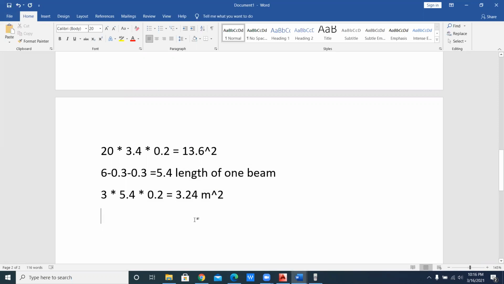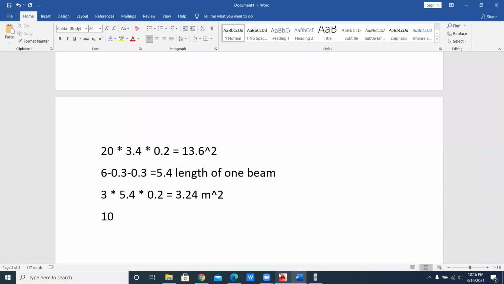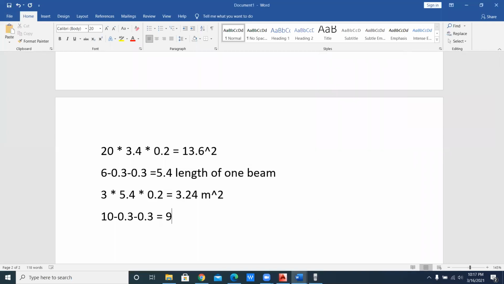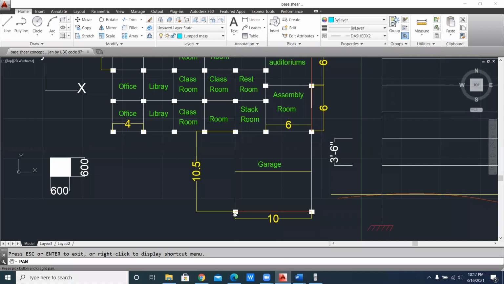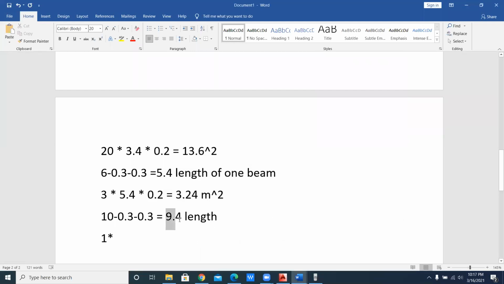Here you can provide how much length? That is 10 minus 0.3 and minus 0.3. So how much do you get? That is 9.4, that is the length. That is the shear wall, and if you are providing the beam upon the shear wall, it is only one. So you write 1 multiplied by 9.4, I am going to save my time, multiplied by 0.2, and equal to this.